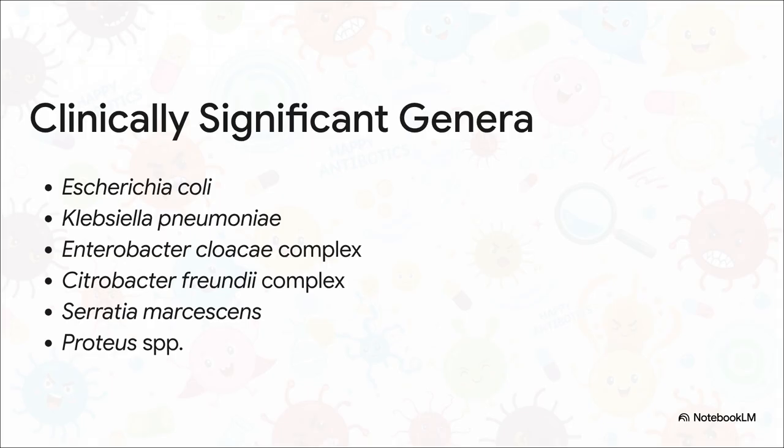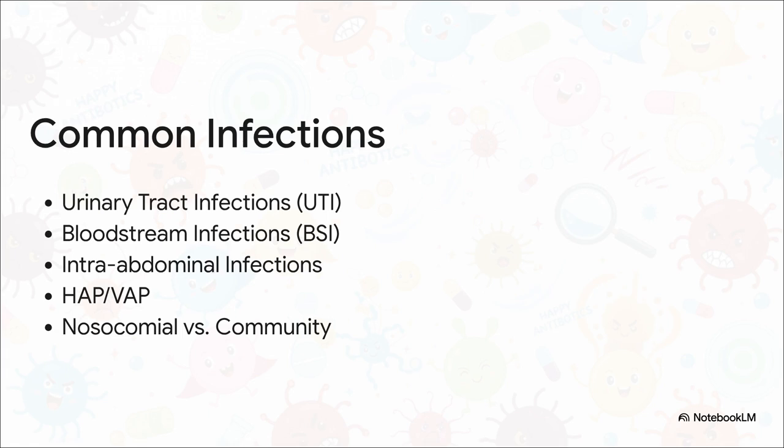When we talk about this order, we're really focusing on a few major players that you'll see all the time. I'm talking about Escherichia coli, Klebsiella pneumoniae, the Enterobacter cloacae complex, the Citrobacter freundii complex, Serratia marcescens, and of course, the various Proteus species. And why do we care so much about them? Well, because they're responsible for a huge spectrum of common infections, everything from UTIs and bloodstream infections to nasty intra-abdominal infections and HAP/VAP. Differentiating between those hospital-acquired versus community strains is also a really critical piece of the puzzle.